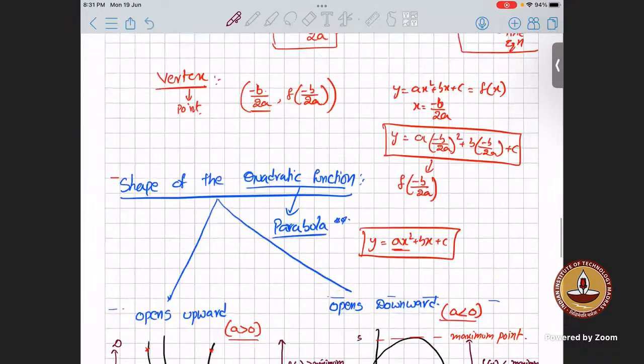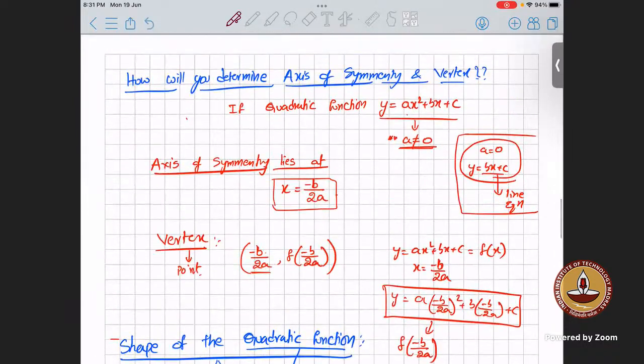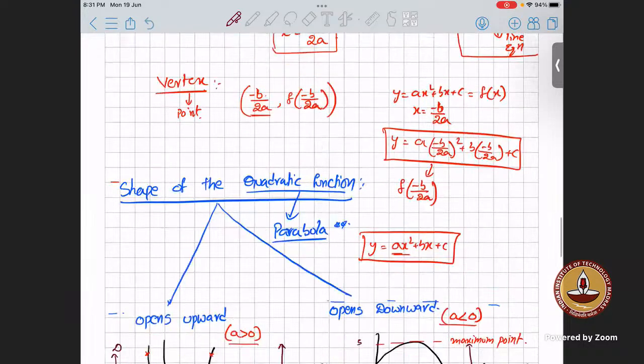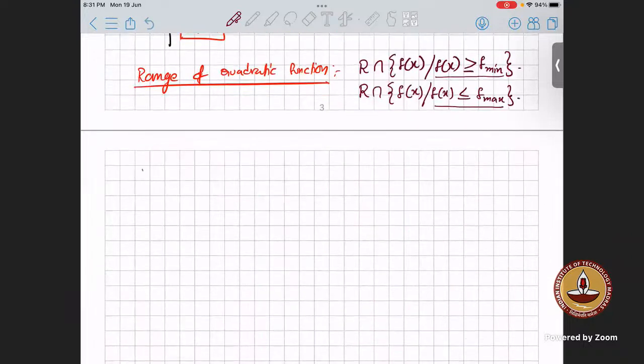Now, I don't want to write now. Look, this is the quadratic equation where y equal to x square plus bx plus c. I need the y-intercept. What is the y-intercept? C. How did you find that? By putting x equal to 0.